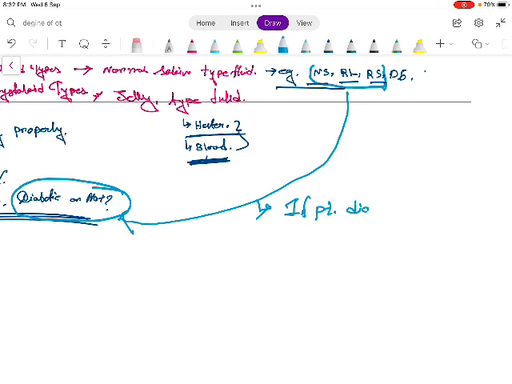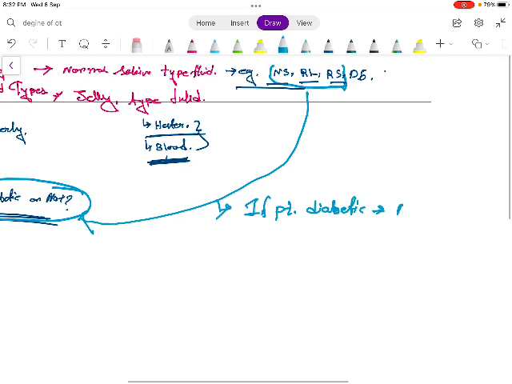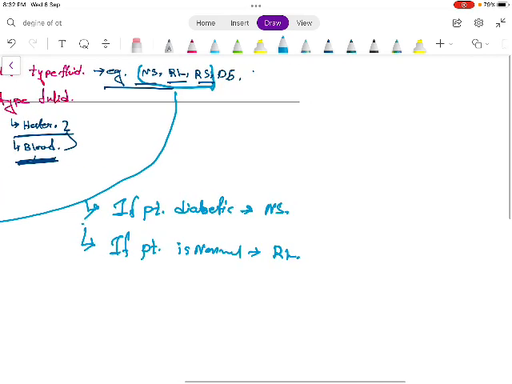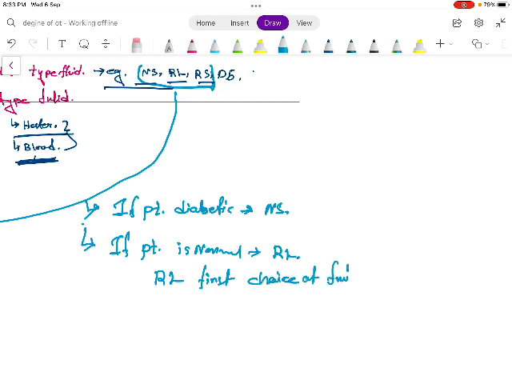If the patient is diabetic, then we use NS obviously, right? If the patient is normal, then obviously our first choice would be RL, and we have to know that RL is the first choice of fluid for any kind of patient, right? So this is the main fluid.